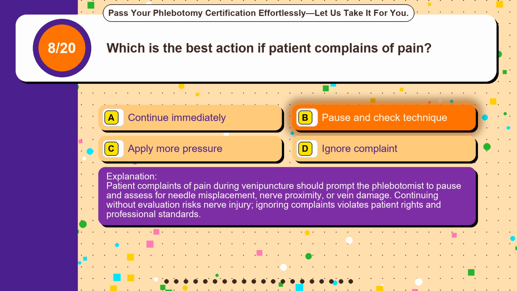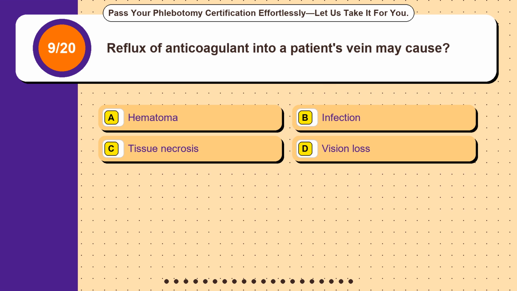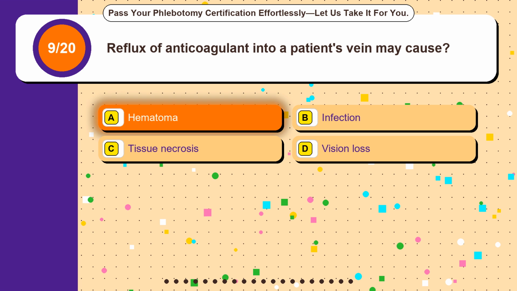Question 9. Reflux of anticoagulant into a patient's vein may cause: Option A, hematoma. Option B, infection. Option C, tissue necrosis. Option D, vision loss. The correct answer is option A, hematoma.